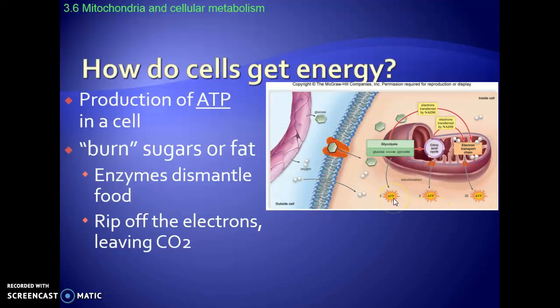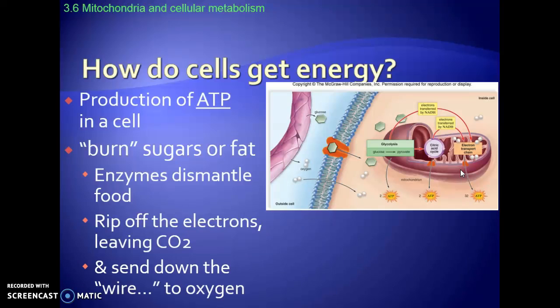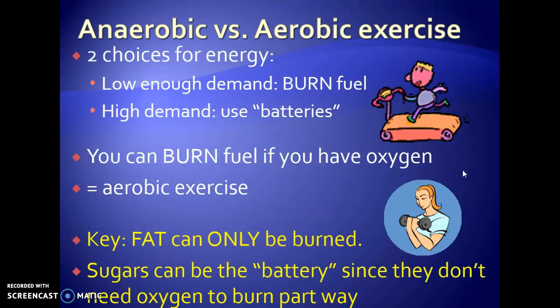You've got 2 molecules of ATP here, 2 molecules of ATP from the citric acid cycle, and then 32 molecules of ATP from the electron transport chain within the mitochondria. And so that's why a lot of times mitochondria are referred to as the powerhouses of the cells, because that's where you're going to have most energy produced. So the electrons come off and they move through to the oxygen.